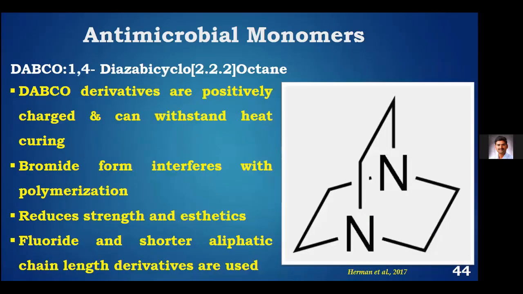The next material was the DABCO derivatives that have been used, which are highly positively charged, and some of the monomers can readily withstand the heat curing process that is generally done during the fabrication of dentures. Some of these derivatives which contain bromide in their composition were found to interfere with the polymerization process, thereby producing a denture that is weaker. To address this problem, modified derivatives containing fluoride have been introduced.